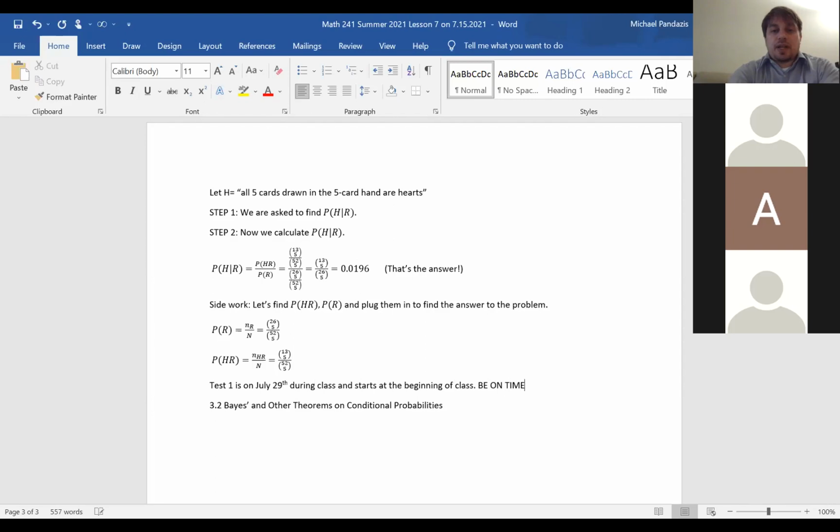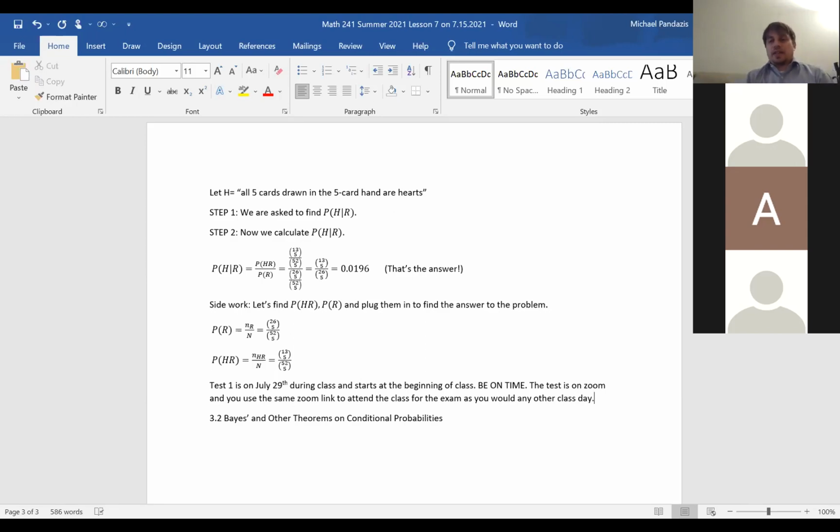Okay, be on time. The test is on Zoom, and you use the same Zoom link to attend the class for the exam as you would any other class day. So the Zoom link you use to get here is the same Zoom link you'll use on July 29th to attend during class and at the start of class for the test.